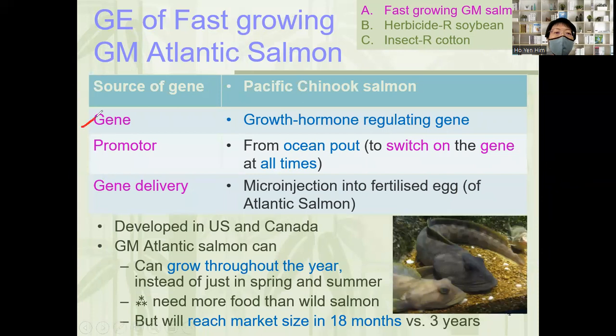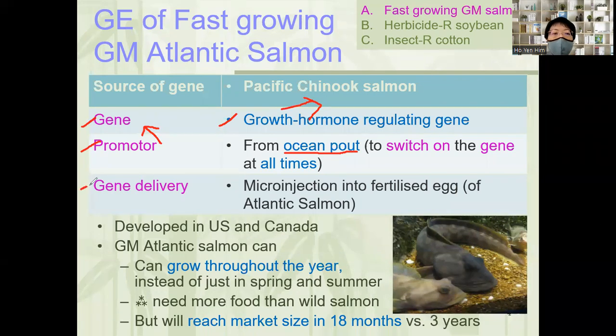Because we have inserted a gene called the growth hormone regulatory gene to promote growth of the salmon. Then, to the upstream of the gene, we have inserted a promoter, which the scientists obtained from ocean pout, which grows the whole year. So when this promoter is inserted upstream of the gene, the gene is switched on the whole year, so the fish will grow the whole year and become very big.